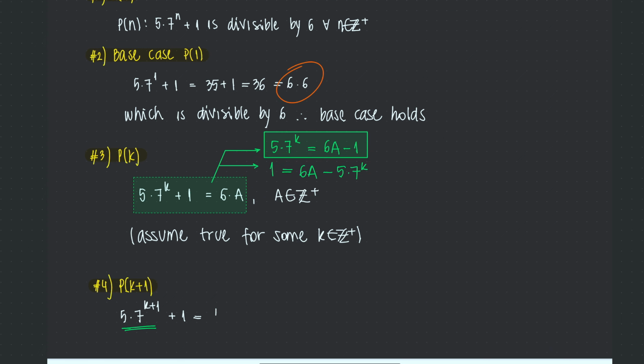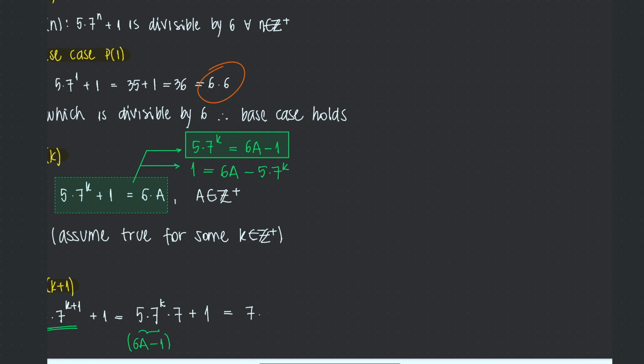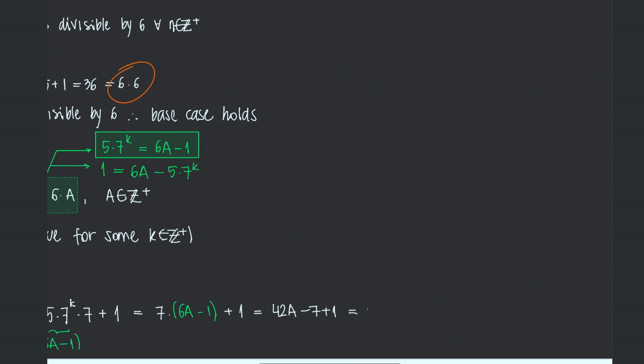So let's continue. We have 5 times 7 to the k plus 1 can be rewritten as 7 to the k times 7 to the first power, which is just 7. All that plus 1, which is equal to, and now we run the substitution. We have 6a minus 1 over here. So this is 7 times 6a minus 1 plus 1, which is equal to 42a minus 7 plus 1, also known as 42a minus 6, which if you factor a 6 out, gives us 7a minus 1, which is divisible by 6, as we were expecting.